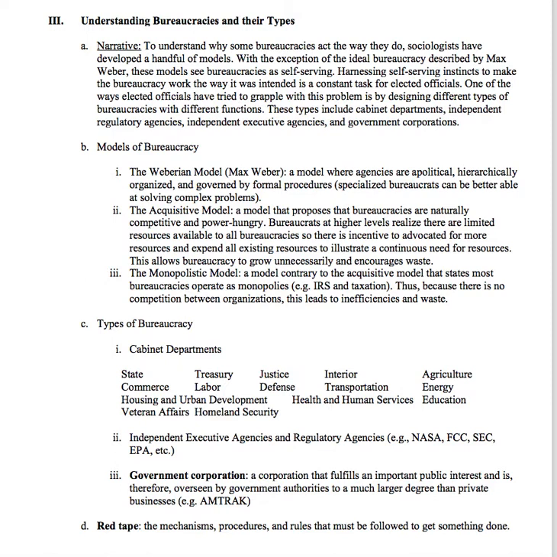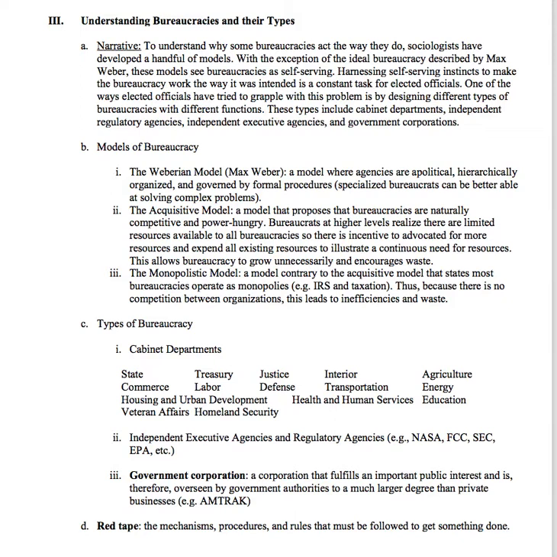These types include cabinet departments, independent regulatory agencies, independent executive agencies, and government corporations. So let's talk more about the models of bureaucracy. The first one is the Weberian model, after Max Weber, a model where agencies are apolitical, hierarchically organized, and governed by formal procedures. Specialized bureaucrats can be better at solving complex problems.